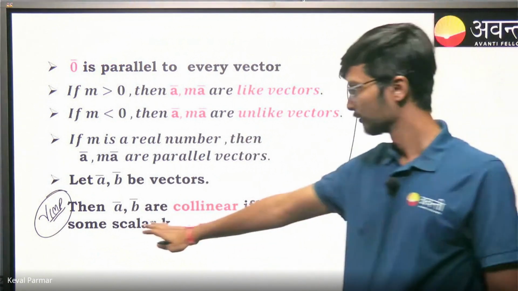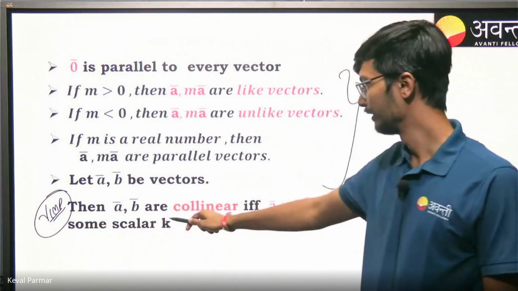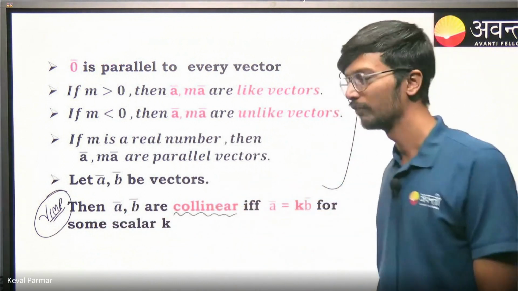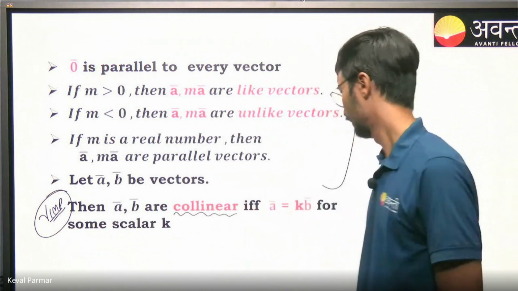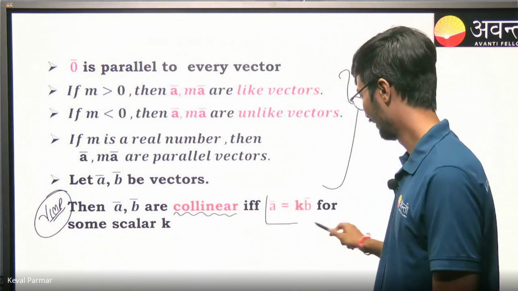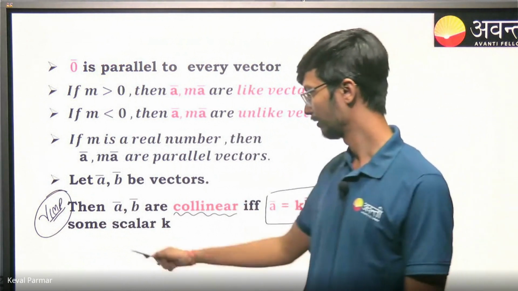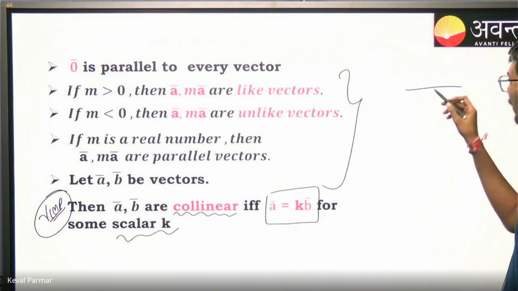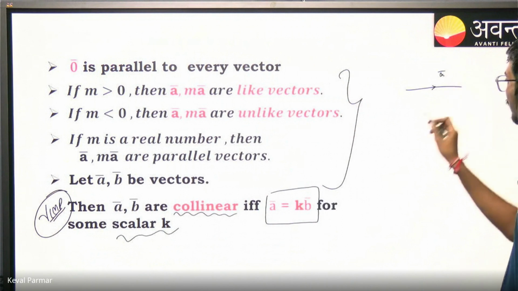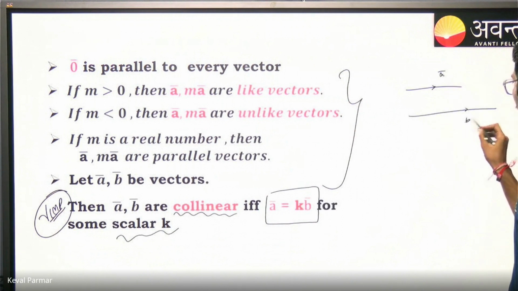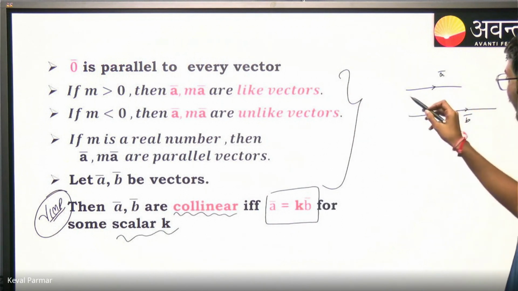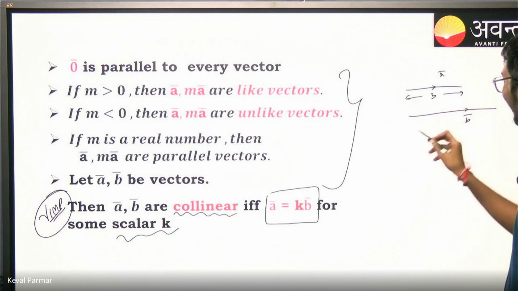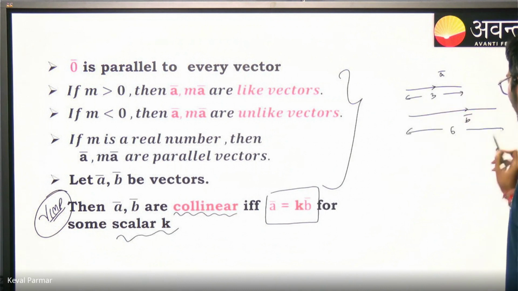Let's discuss this. If A bar and B are collinear, or parallel, it makes no difference. Then I can write A bar equals K B bar for some scalar K. Now let's assume these are parallel vectors. This is A bar, this is B bar. Let's say the length of A bar is 3 and the length of B bar is 6.